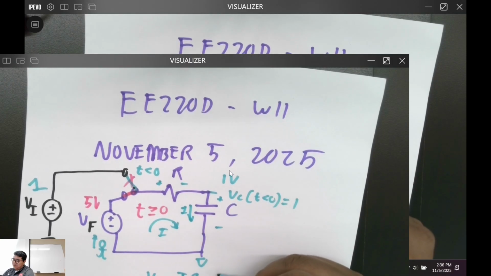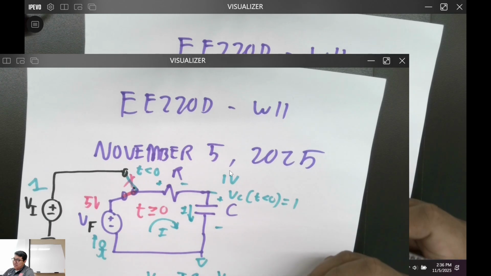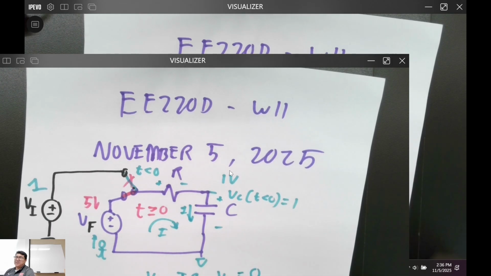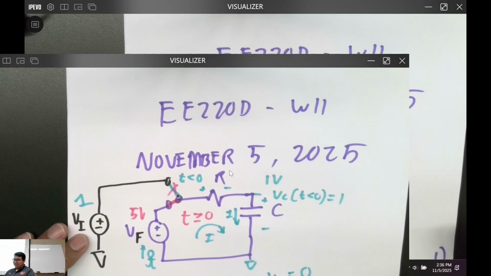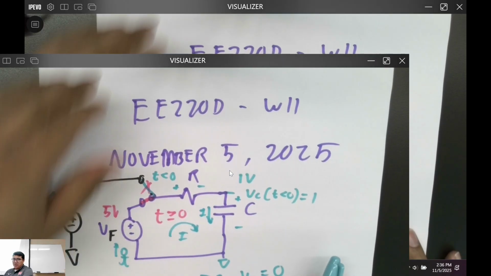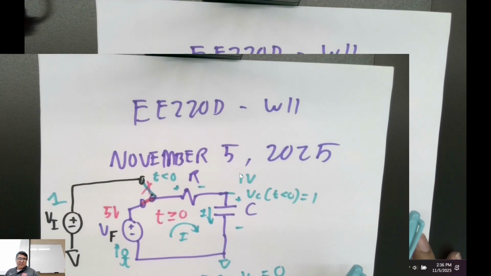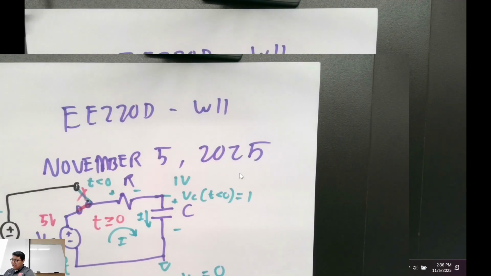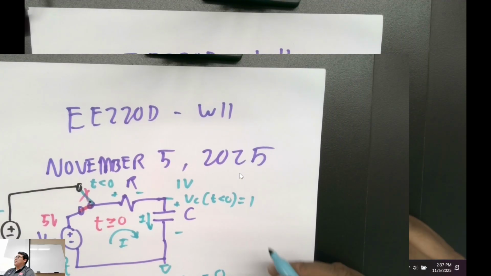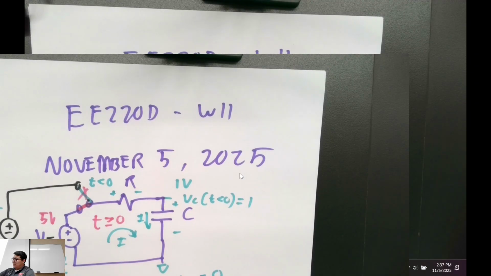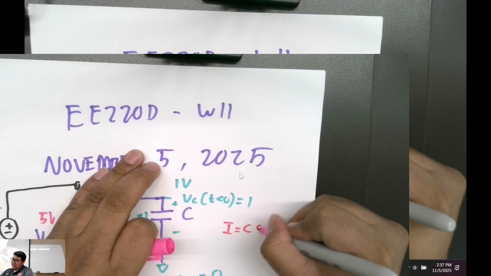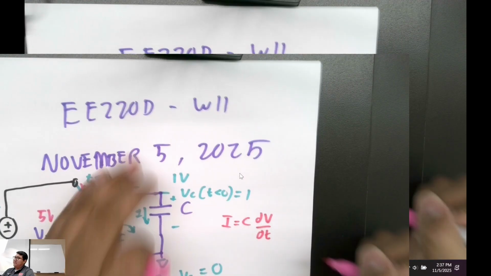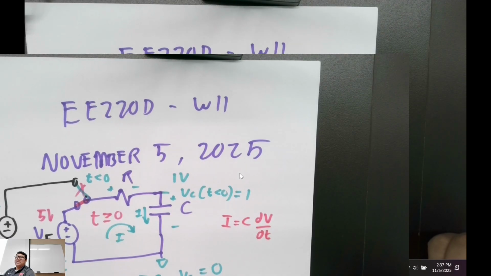And then minus VC is equal to 0. Is that everyone understood with what's going on? Is that good? All right, so the next thing I'm going to show you is, remember what the current in the capacitor is? Remember that little equation? I is equal to C dV over dt. Is that good with everybody?